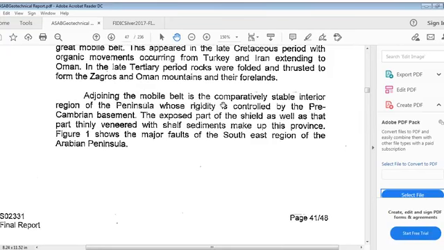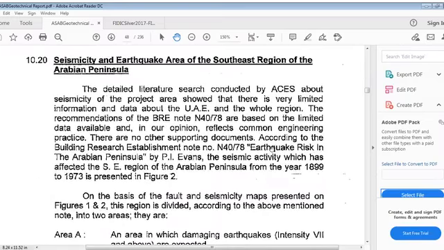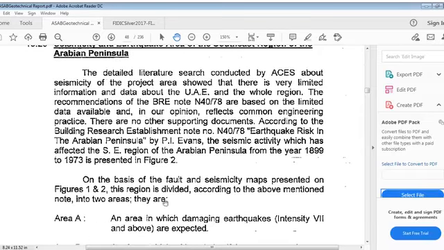Adjoining the mobile belt is the comparatively stable interior region of the peninsula, whose rigidity is controlled by the Precambrian basement. The exposed part of the shield, as well as the part thinly veneered with shelf sediments, make up this province. Now the figures show major faults, and I'll show you this figure. And this is the seismicity and earthquake area of the southeast region of the Arabian Peninsula.